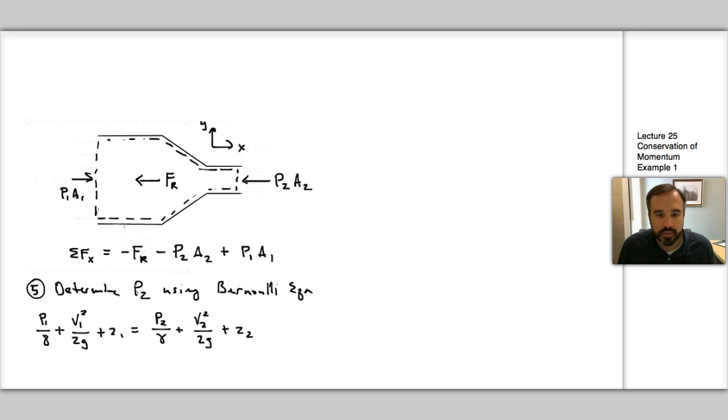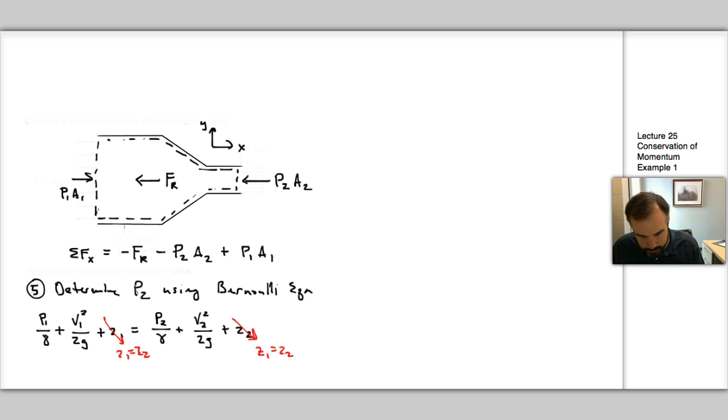Okay. The elevation between the 2 points isn't going to change, so Z1 is equal to Z2, so we can get rid of the elevation terms. And then we know everything else except for P2, so now we can rearrange and plug in our numbers.